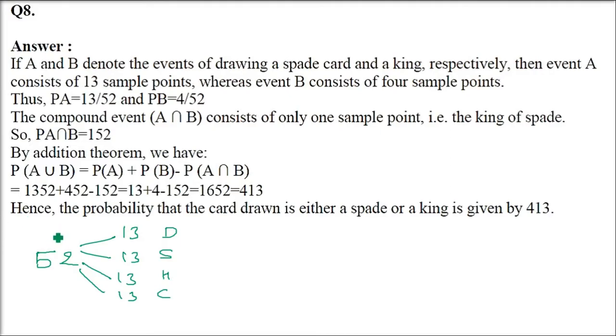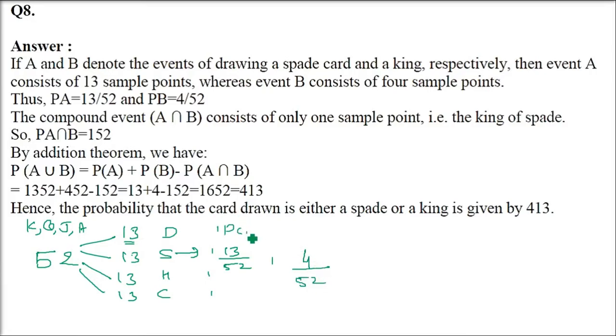Find the probability of its being a spade or a king. Spades are 13 and the total is 52, so 13 by 52 will be the probability. Then getting a king: spade has only one king, but we have 4 kings in all. So 1, 2, 3, 4 kings are there in all 52 cards. So 4 divided by 52.